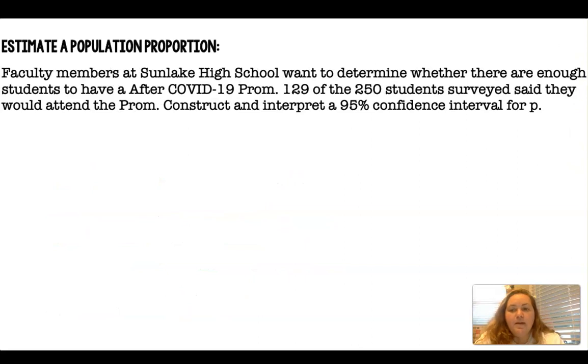All right. Estimate a population proportion. Faculty members at Sunlight High School want to determine whether there are enough students to have an after COVID-19 prom. 129 of the 250 students surveyed said they would attend a prom. Construct and interpret a 95% confidence interval for p. So 129 of the 250, and then it's 95%.